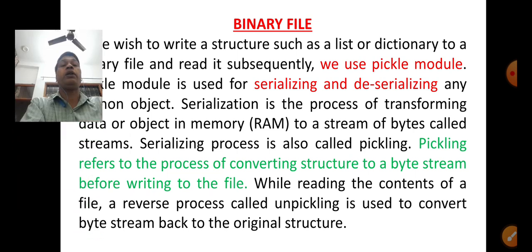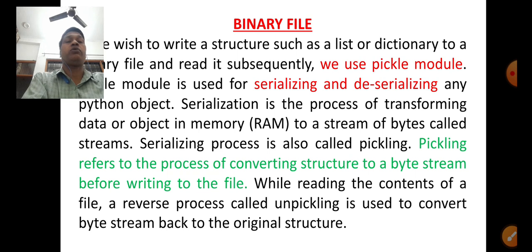What do you mean by pickling? Pickling refers to the process of converting a structure to a byte stream before writing to a file. While reading the content of a file, a reverse process called unpickling is used to convert the byte stream back to the original structure. Here there is a basic concept: in a text file, you have to convert your human readable form into machine language and machine language into human readable form.